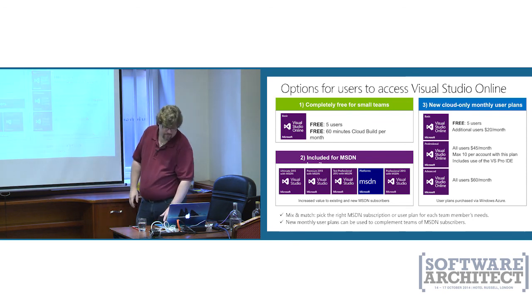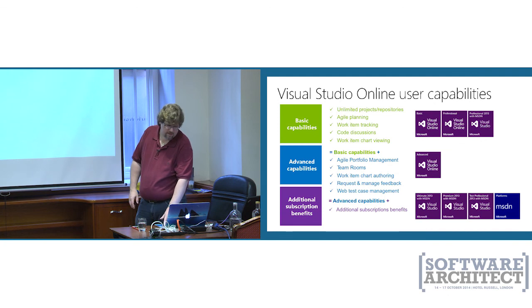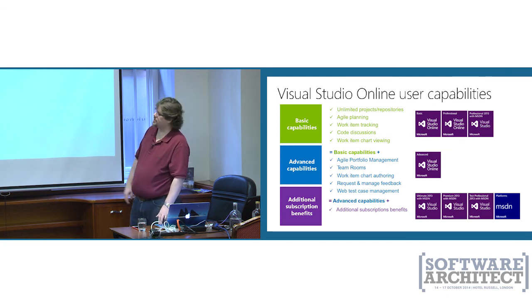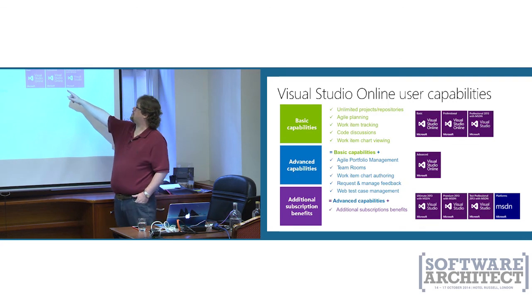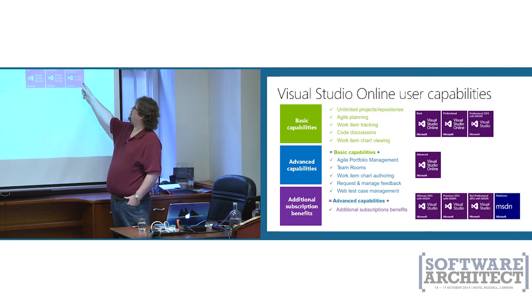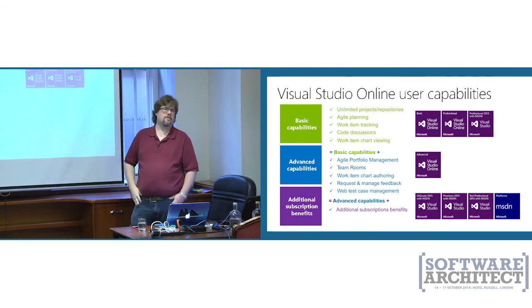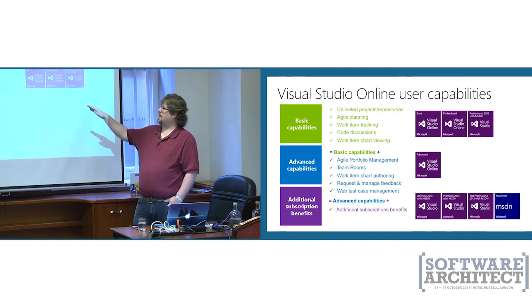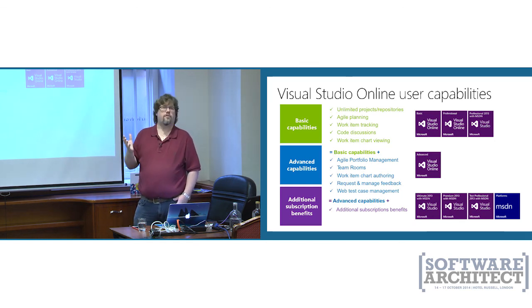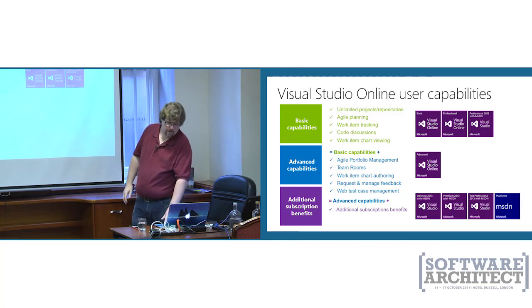Now, what are the capabilities? Well, the basic things you get are things like unlimited project repositories, agile planning, work item tracking, code discussions, and work item chart view. That's all basic, and you get that with the basic, the pro, and the professional with MSDN subs. Okay? So yes, all those features in green are free. Okay? Everybody gets those for those 5 free users, or if you buy additional basic or pro, etc.